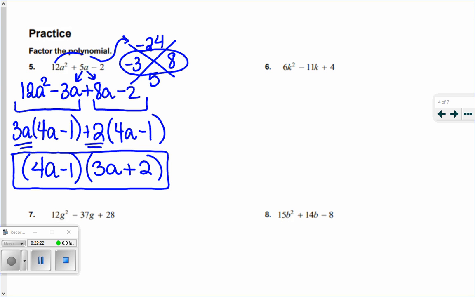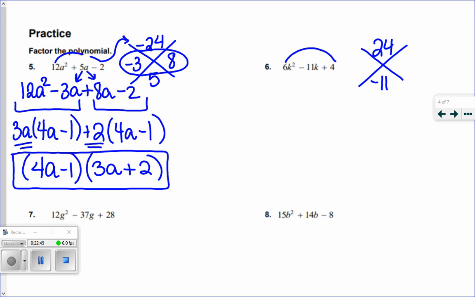Let's try number 6. So on number 6, again, if I see a number right here, I know I have to use this particular method. So before we begin our magic number trick, we'll first multiply the 6 times the 4. That'll give us a 24. That's what I'll use to play my little magic number game. So I'm looking for two factors of 24 that when combined give me a negative 11.